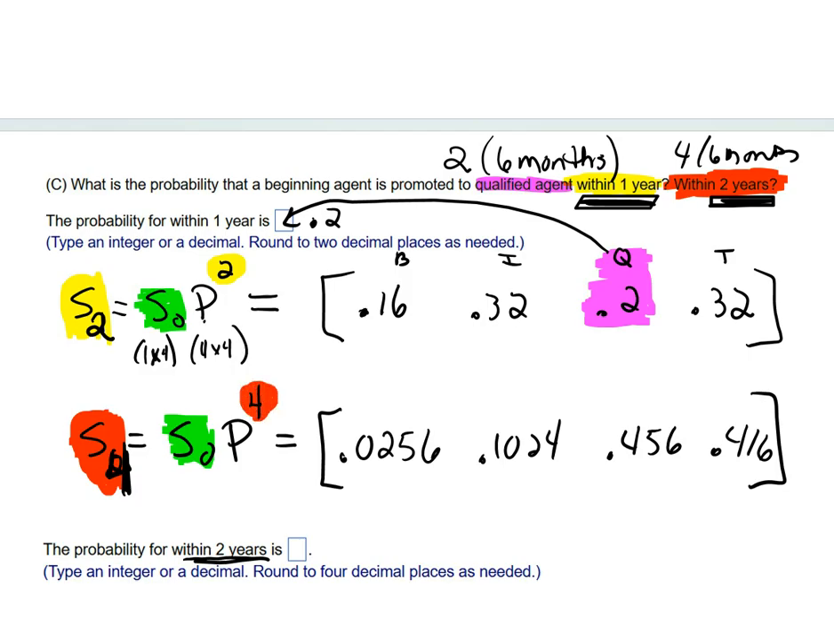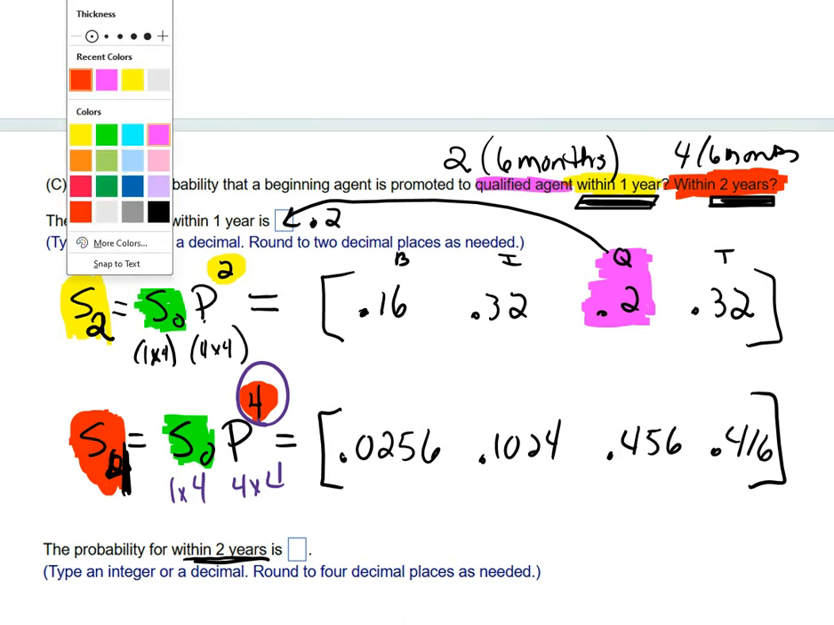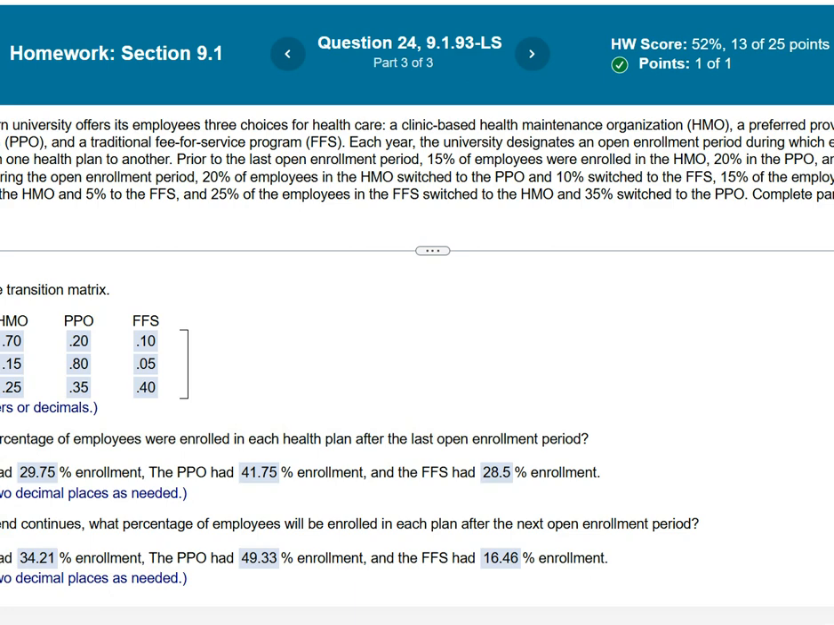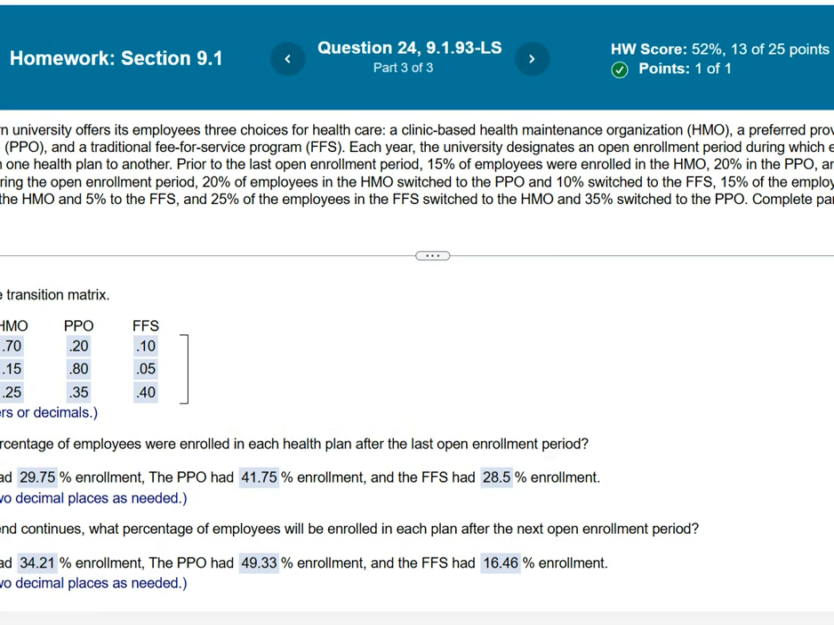I already have all this in my calculator. I just need to take my 1 by 4 matrix times my 4 by 4 matrix to the 4th power, and that gives me the next answer. And once again, we're still looking for the qualified agent, and so that's this number here. And they say round to 4 decimal places, but again, I don't need to, as needed. So in this box here is 0.456.